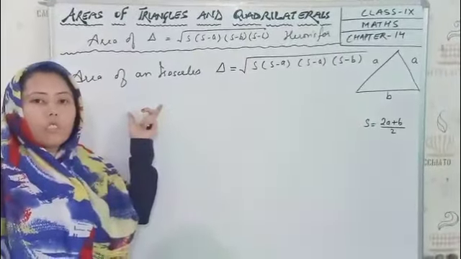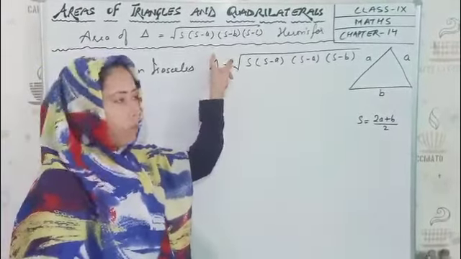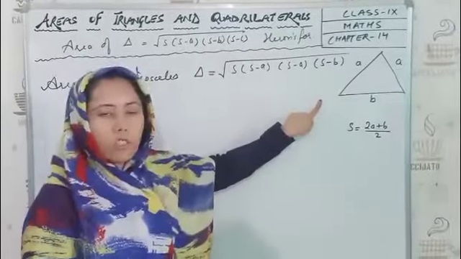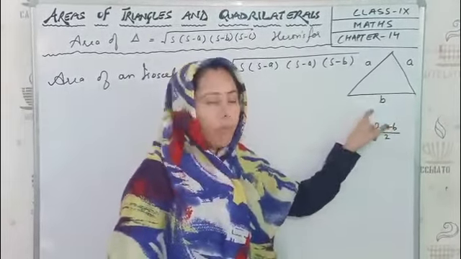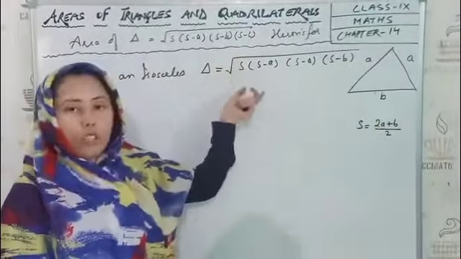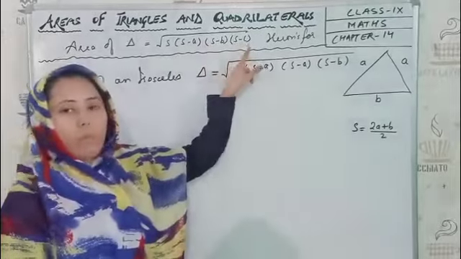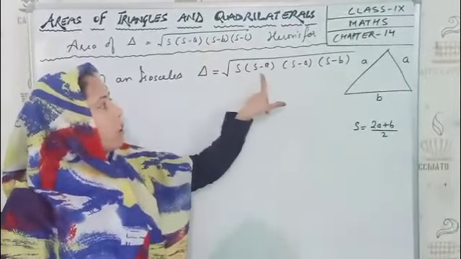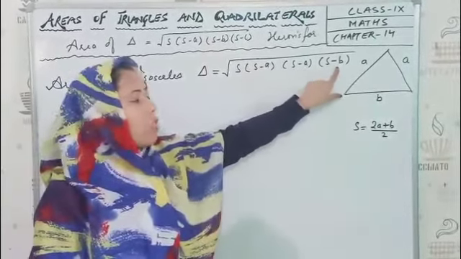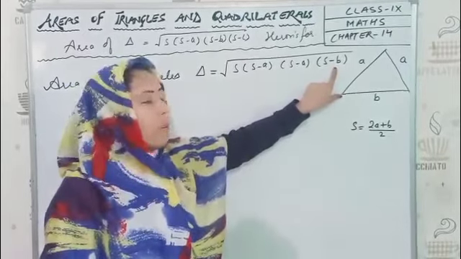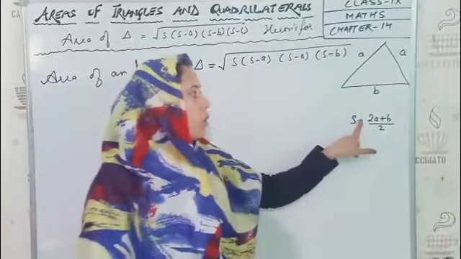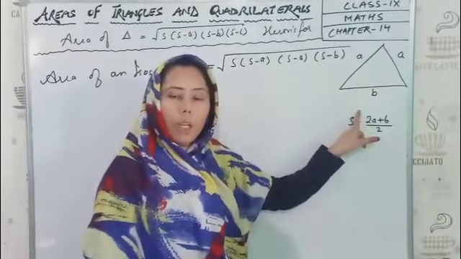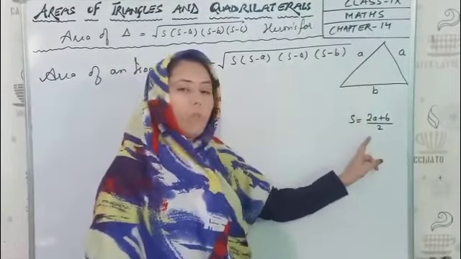Area of an isosceles triangle using Heron's formula. This is your isosceles triangle, equal sides are a and base is b. Now put values in Heron's formula: s minus a, s minus b, s minus c. Two sides are equal, so s minus a and s minus a. The third side, that is your base, is b, and s, the semi-perimeter, is equal to a plus a plus b, that means 2a plus b divided by 2.